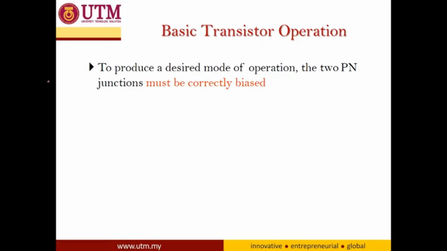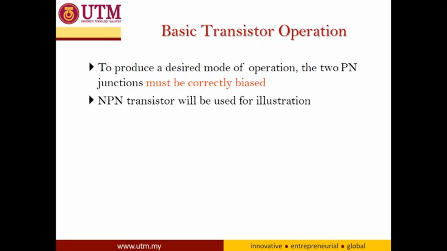Okay, now in this video, we'll discuss the basic operation of the transistor, or the basic current-voltage operation of the transistor. To produce a desired mode of operation, the two PN junctions must be correctly biased.